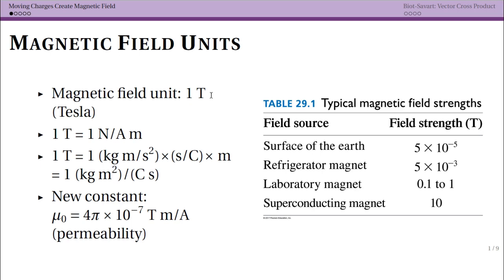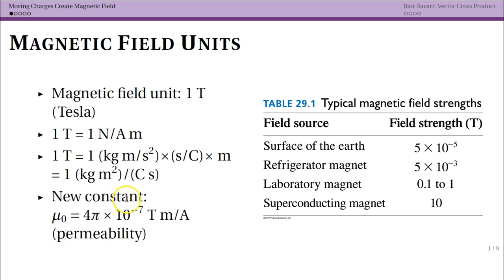A Tesla is a Newton per amp multiplied by meter, and if you try to expand that in terms of fundamental units, you get something just really kind of weird and messy. So unfortunately, our units are not very pretty once we get to magnetic fields.